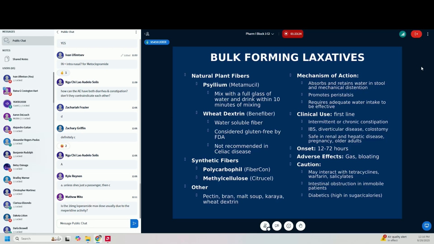First line medication for us to try to treat that constipation, and we do tell some of our patients to stay on this every day, especially if they have IBS, constipation, things like that. We do tell them to continue to use these. They're very, very safe. Onset, you see that it takes a while, 12 to 72 hours, adverse effects, gas and bloating that you're going to see.